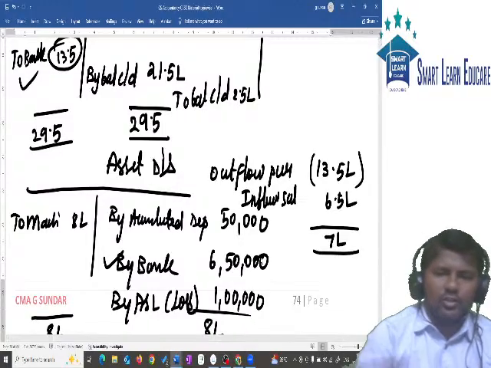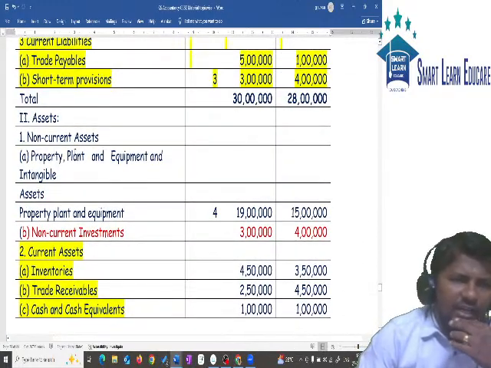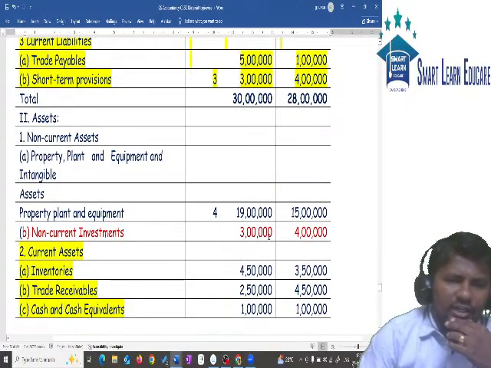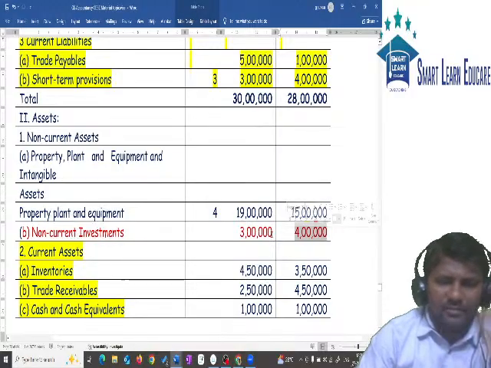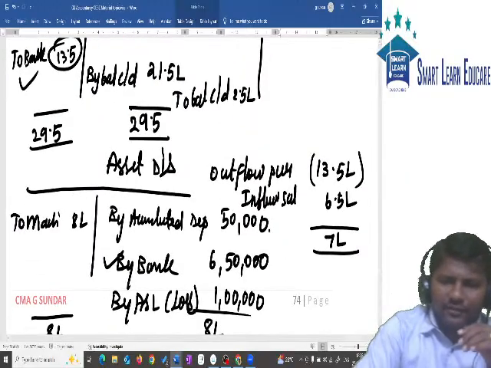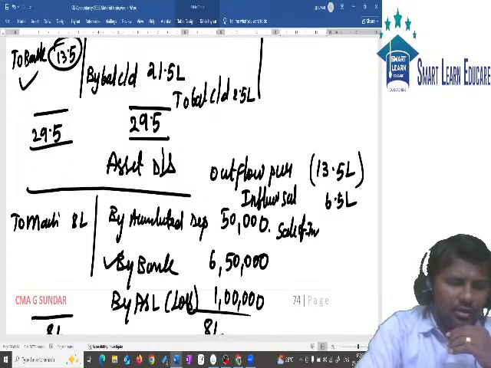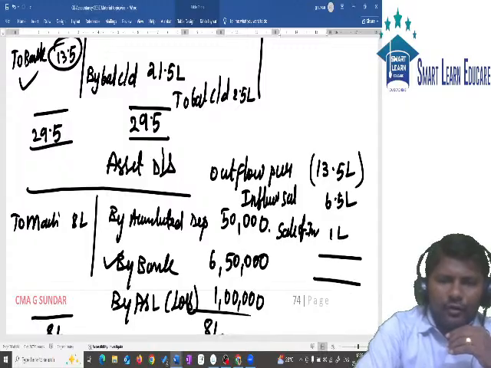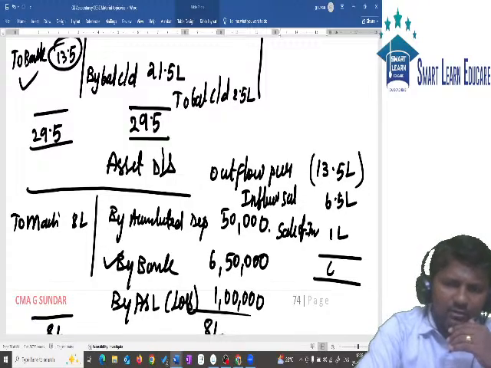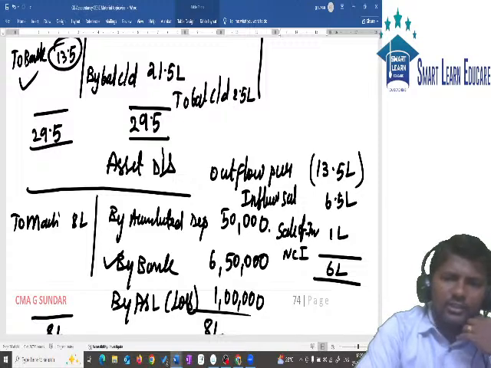Next, we also have non-current investment. How much is non-current investment? If you see the asset side, opening balance is 4 lakh and closing balance is 3 lakh. Some investment is sold. So sale of investment is 1 lakh. Total net inflow 7 minus 1 will give you 6 lakh.